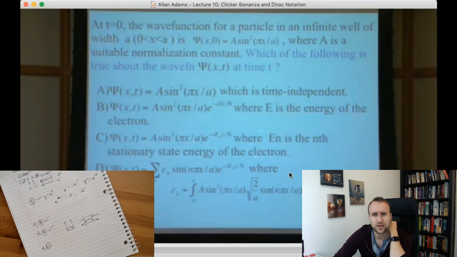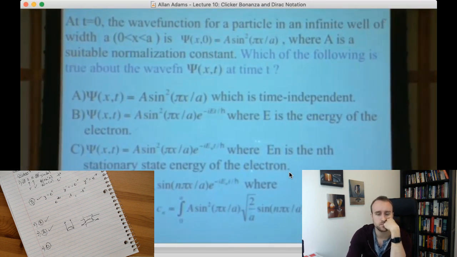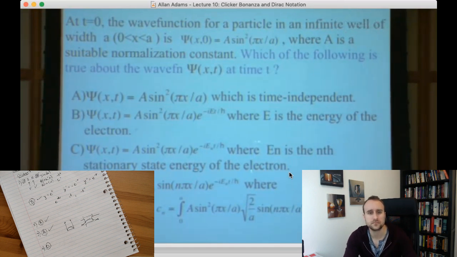I think we did this one in the last class. The answer has got to be D, with C_n coefficients. The time 0 wave function in an infinite well is a sine squared with normalization. What's the wave function as a function of t? Right, you've got 5 seconds. Okay, about 50 percent correct.